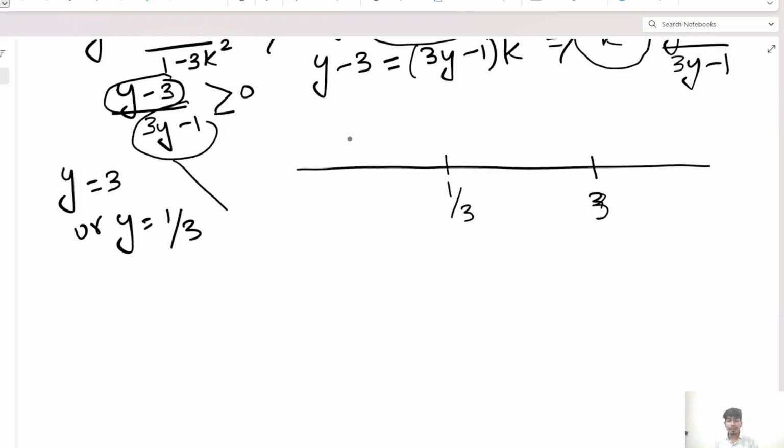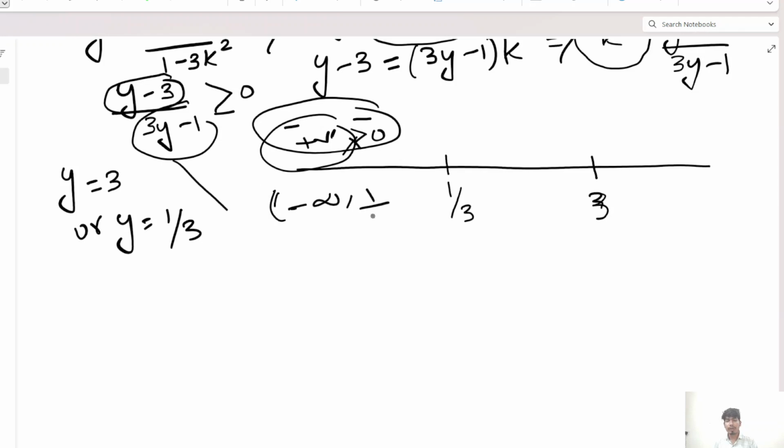If we take a value from here, then y minus 3 is also negative and 3y minus 1 is also negative, means negative upon negative is positive. Then this whole is greater than 0. Okay, so this interval works. Minus infinity to 1 upon 3 here is open, because if we choose 1 upon 3 then this is indefinite.